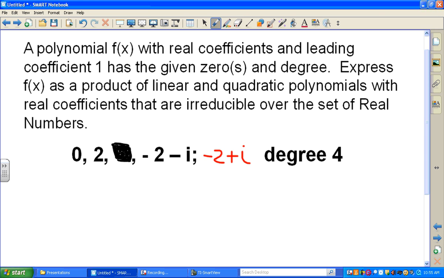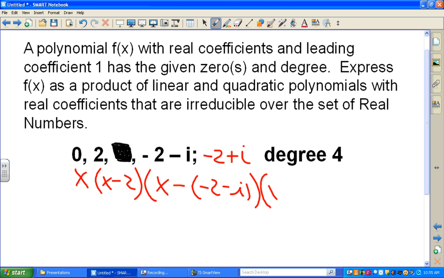All right, so now we can do this with the factors. So x, that's pretty nice and nifty. And then we have x minus 2, that's nice and nifty again. Then we have x minus negative 2 minus i, and x minus negative 2 plus i. Okay? And then we multiply it out, and we get to where we need to be. Now, I don't have to multiply out.